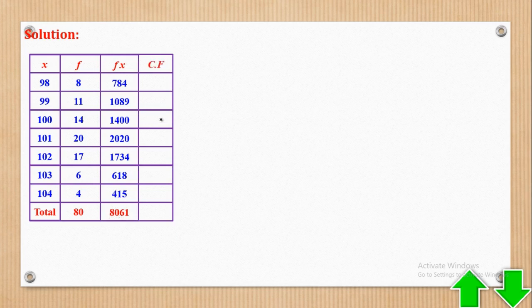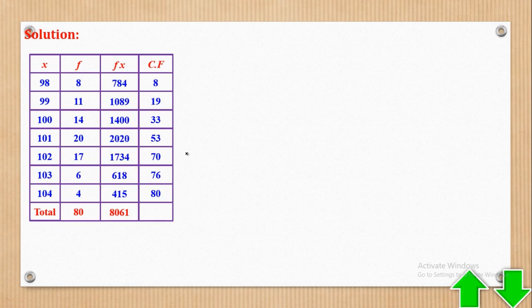And lastly, we need a column of cumulative frequency. So cumulative frequency, you keep on adding the frequency. So first of all, you get this and put it there to come up with 8. Then this 8 plus 11 gives 19. Then 19 plus 14 gives you 33, and 33 plus 20 gives you 53, and that 53 plus 17 gives you 70, and that 70 plus 6 gives you 76, and that 76 plus 4 gives you 80. So we realize that what is here is the same as the last value in the cumulative frequency.